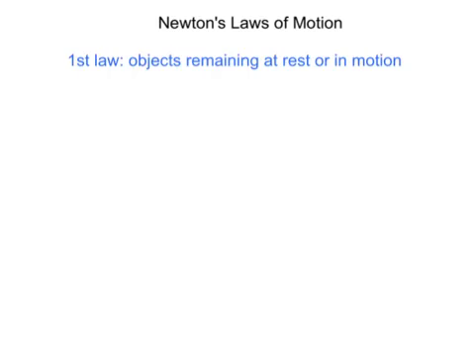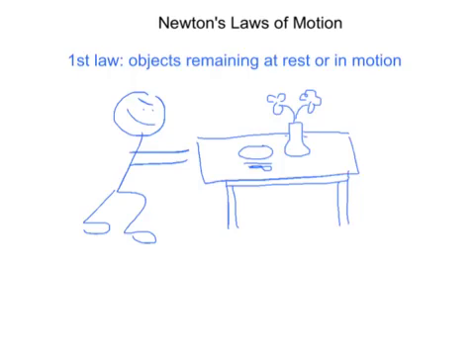Let's take a look at a couple quick examples. The tablecloth trick is a great example of Newton's first law. The idea is that when this person pulls the tablecloth this way, the objects on the table, having inertia, are going to remain where they are even as the tablecloth moves the other way.